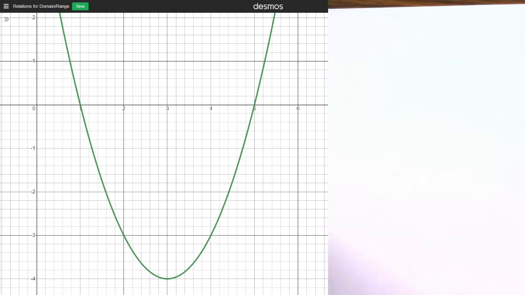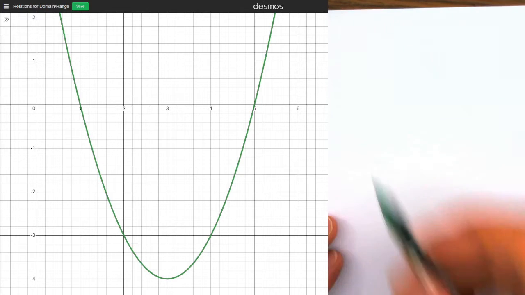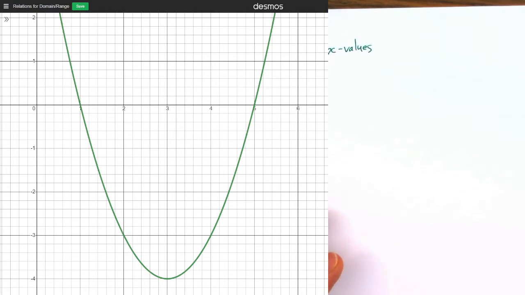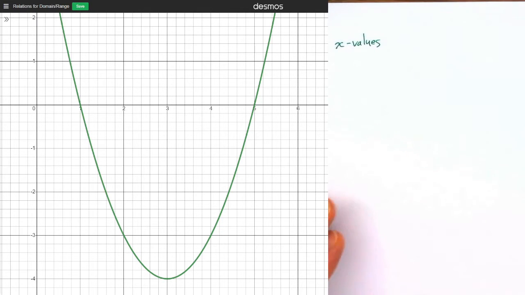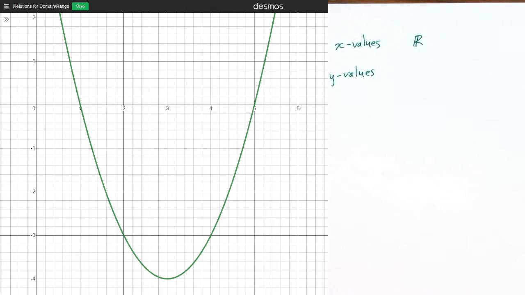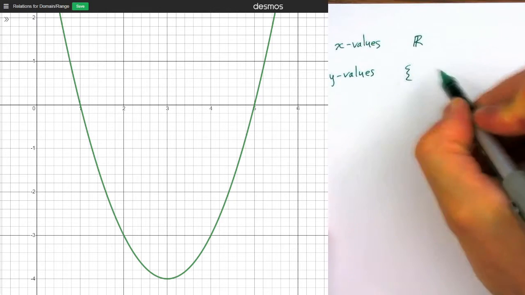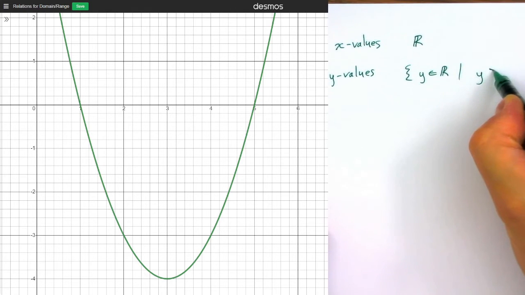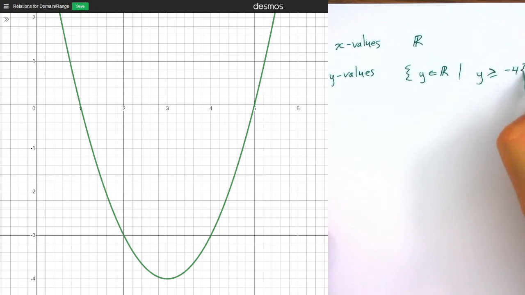So let's talk about the x values and the y values of the points on this relation. So for the x values, we see that any possible x value is possible. So what we're talking about are all the real numbers: irrational, rational, integers, whole numbers, natural numbers, all of the numbers. And if we're talking about the y values, we can see that nothing goes below -4. So we're talking about -4 and up. We're talking about real numbers that are greater than or equal to -4.